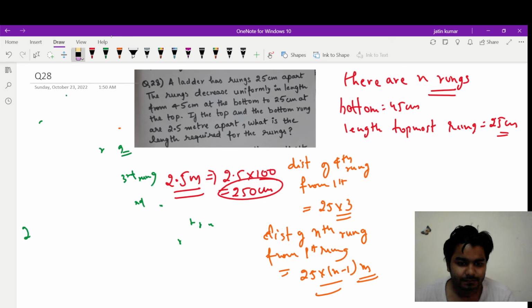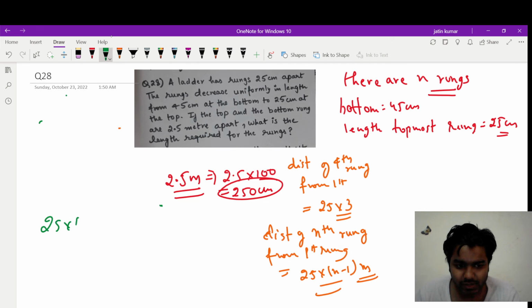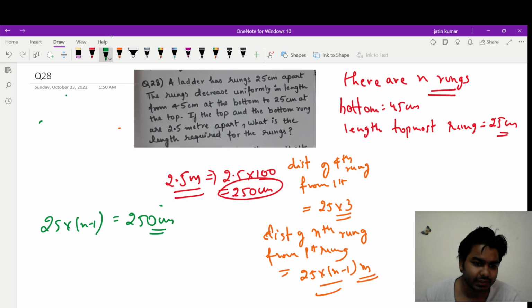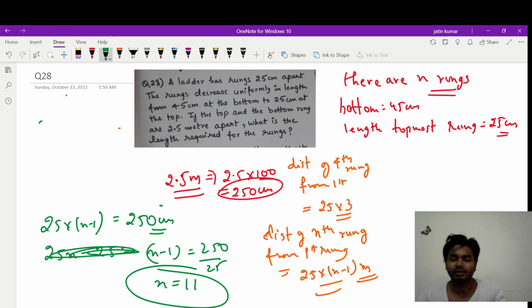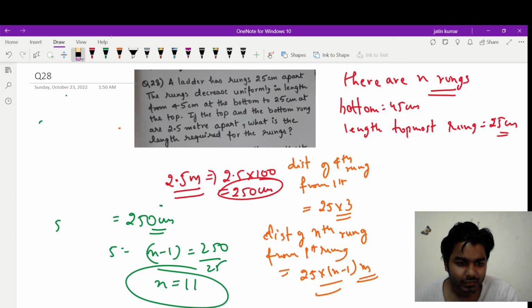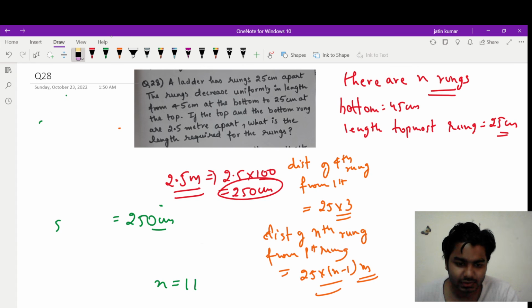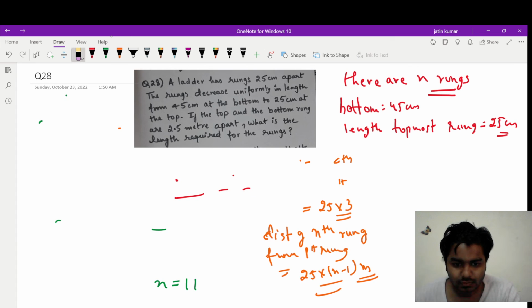And should I equate 25 into n minus 1 with 250, because the overall distance is 250? So we will get the value of n. 25n minus 25 is equal to, or rather n minus 1 is equal to 250 upon 25. So the value of n is 11. So there are 11 rungs. Now we have to calculate the total length of all 11 rungs.